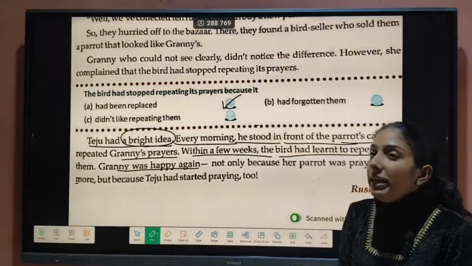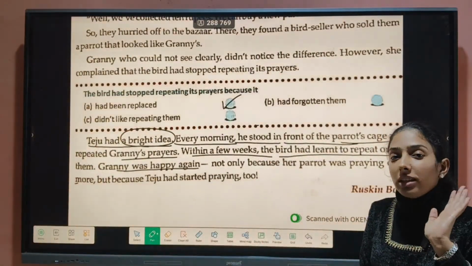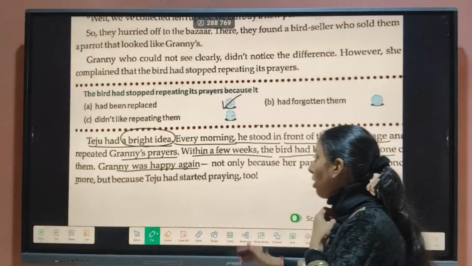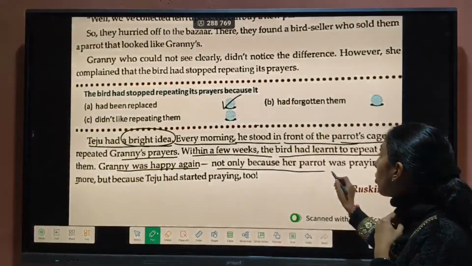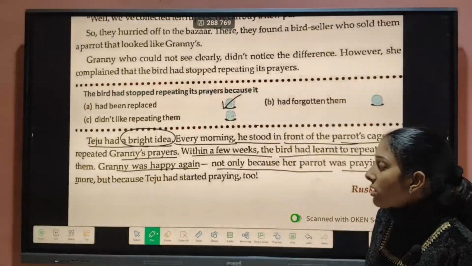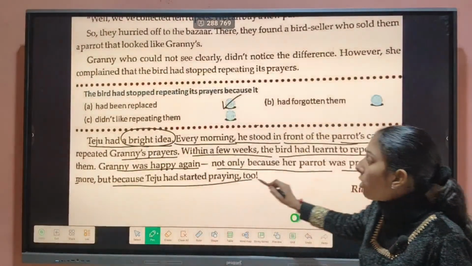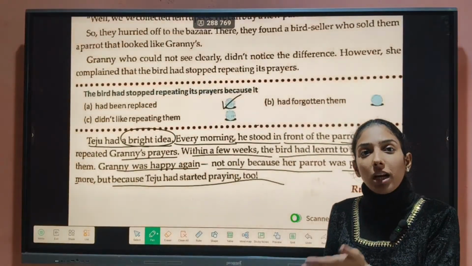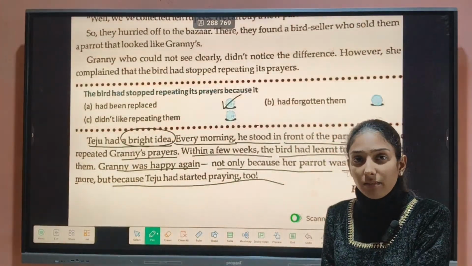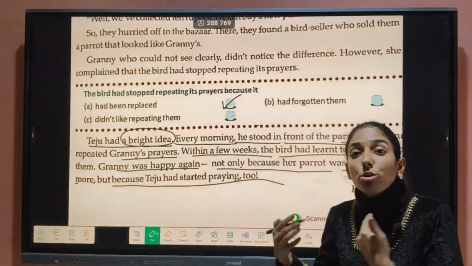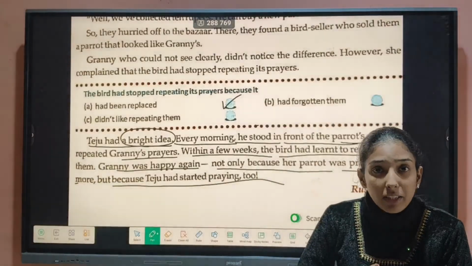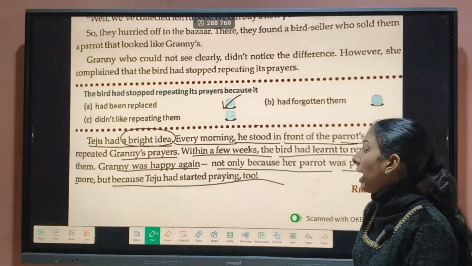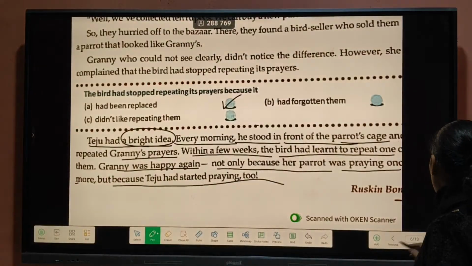Granny was happy again. Now Granny was saying, yes, this is my parrot only. Now it is singing. Not only because her parrot was praying once again, but because Teju had started praying too. Granny was happy that the parrot is also singing back the prayers, and Teju has also started doing prayer in the morning. So Granny became happy. So this was the chapter.